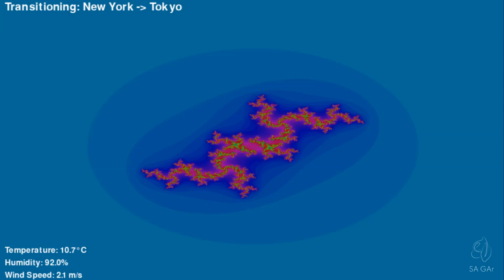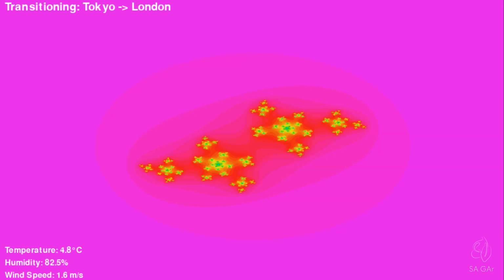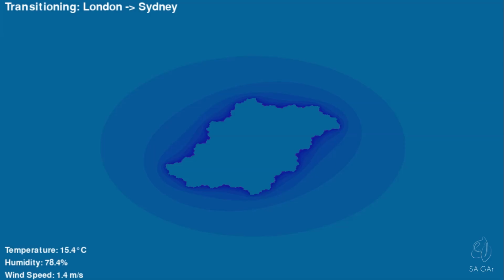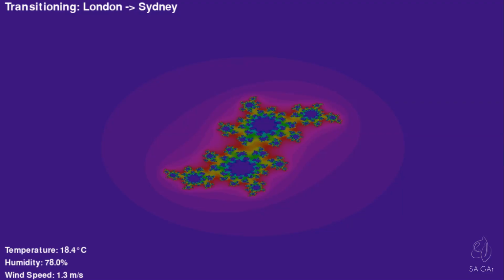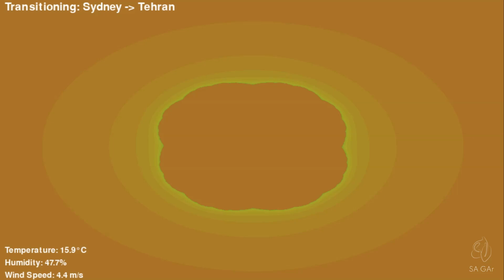It's a blend of live weather data and fractal art. Using Python, Pygame, and a weather API, I created a way to visualize the unique weather conditions of different cities through dynamic and colorful fractals. It's not just data, it's art that changes and evolves in real time.